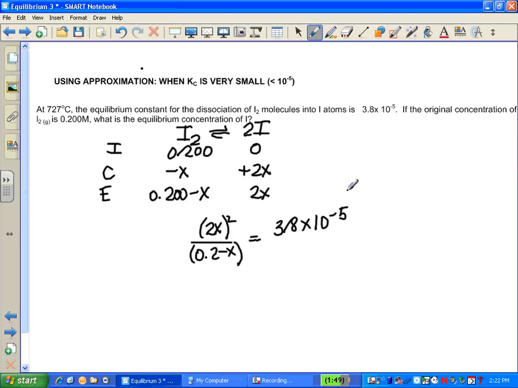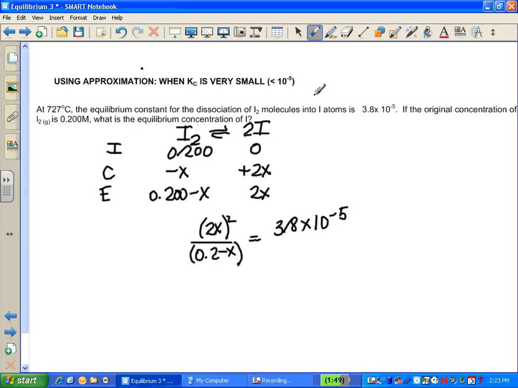So at this stage, it looks similar to the last problem. This is not a perfect square, so we're not able to take the square root of both sides. So really, it looks like we might need to use the quadratic formula again. But as you can see from the title, we are going to be using an approximation. Using an approximation is going to be possible when you have a Kc that is very small. Our definition of very small at the moment is anything of the order of 10 to the minus 5 or smaller. So 10 to the minus 5, 10 to the minus 6, anything that is small.